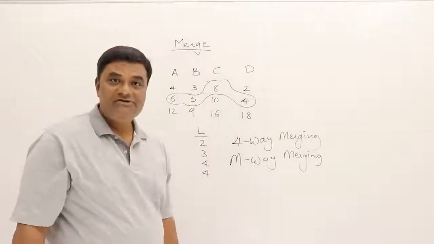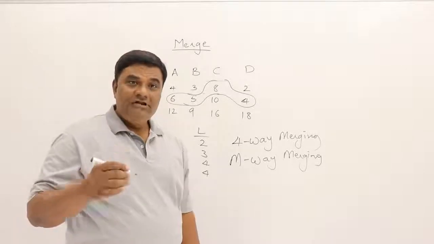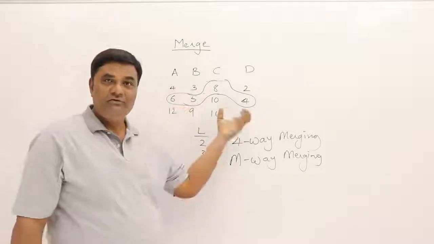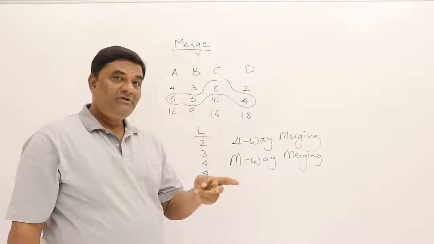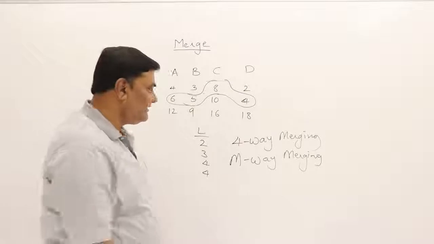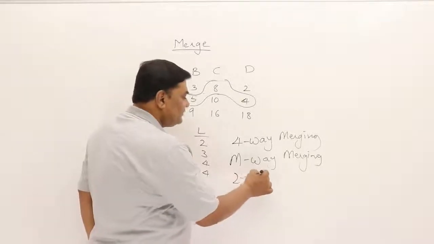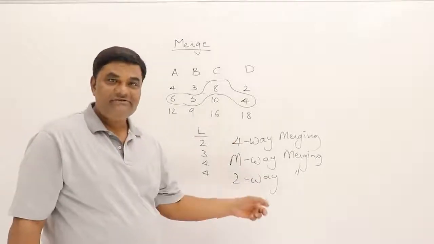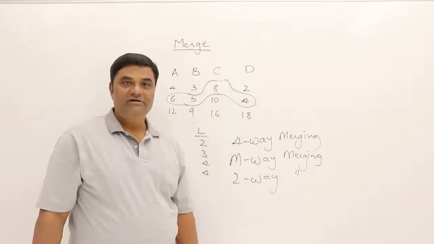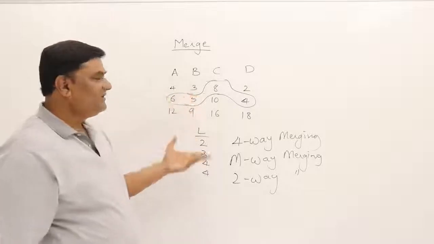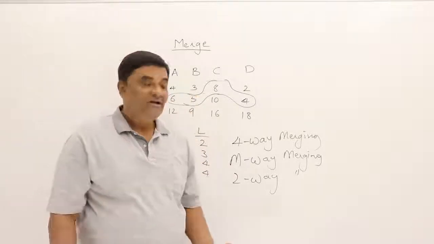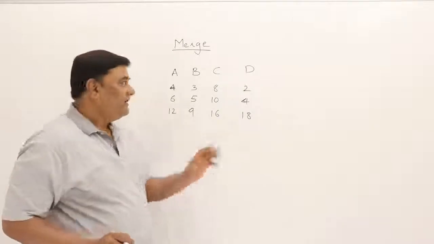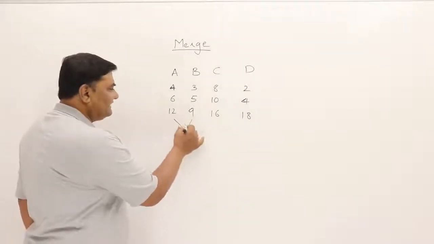It is m-way merging. If I am merging just two lists at a time, see here I was trying to merge all four lists together at a time. If I merge just two lists at a time, then it is called two-way merging. And mostly we follow this method, two-way merging. So let us see if I have these four lists, how I can merge them by following two-way merging. Now two-way merging, I can take two lists and get one list.